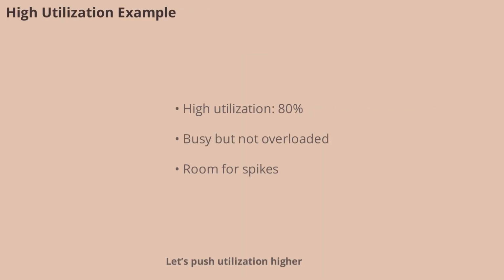Let's push utilization higher. If 80 requests arrive per second and your server can process 100, utilization is 80%. The server is busy but still has room for small traffic spikes. This is where many production systems operate, balancing performance and cost. However, as utilization rises, the risk of queuing and delays increases. Engineers monitor this closely to avoid sudden overloads.